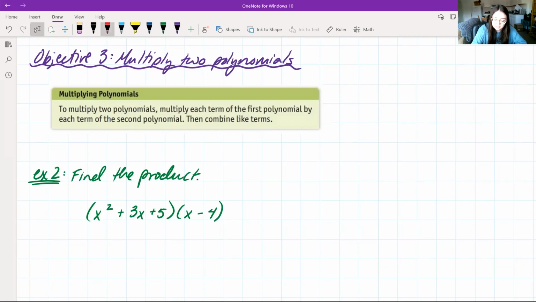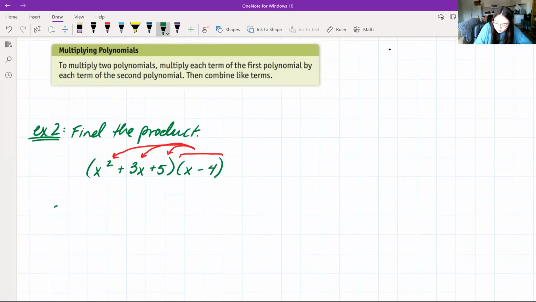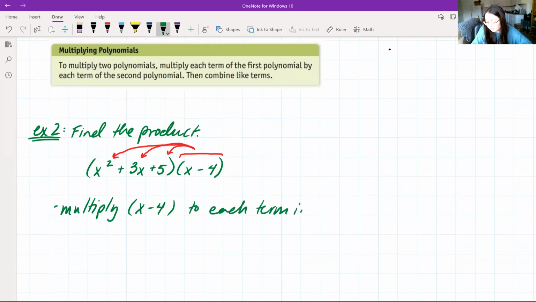So we're taking this entire expression here, x minus 4, and we're going to multiply by our polynomial x squared plus 3x plus 5. And what we're doing is we're taking this entire term and we're going to multiply it by 5, then we're going to multiply it by 3x, and then we're going to multiply it by x squared. So we'll make a note of this. We'll multiply x minus 4 to each term in our first polynomial.